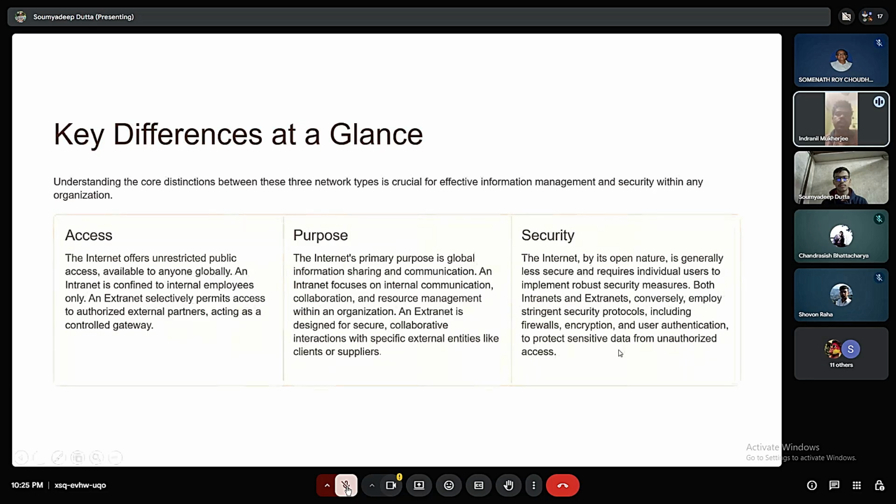In terms of security, the internet is comparatively less secure due to its open nature, whereas intranets and extranets use authentication, encryption, and firewalls to protect sensitive organizational data. Next slide.